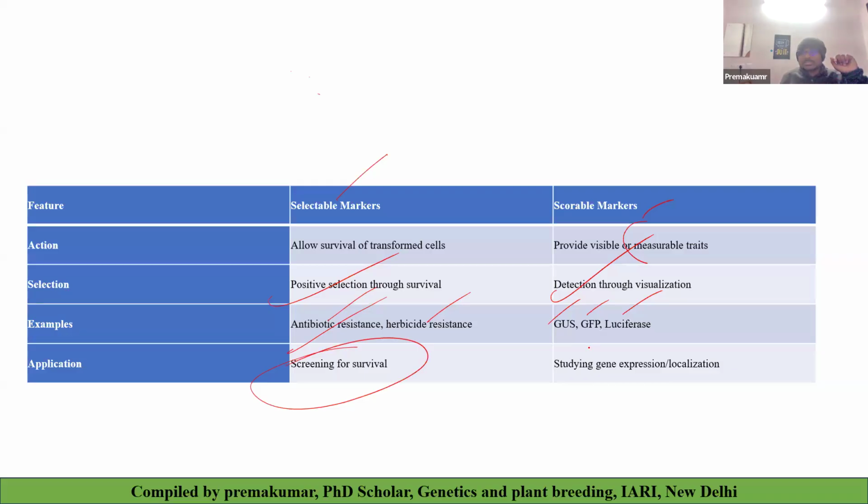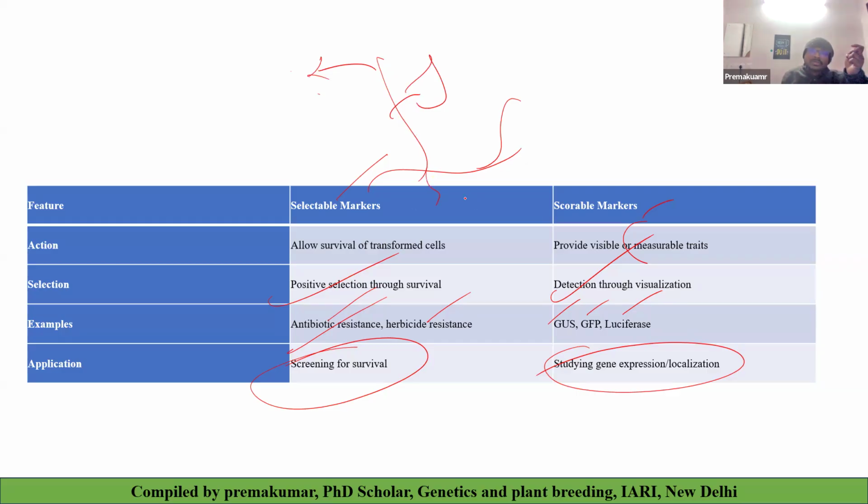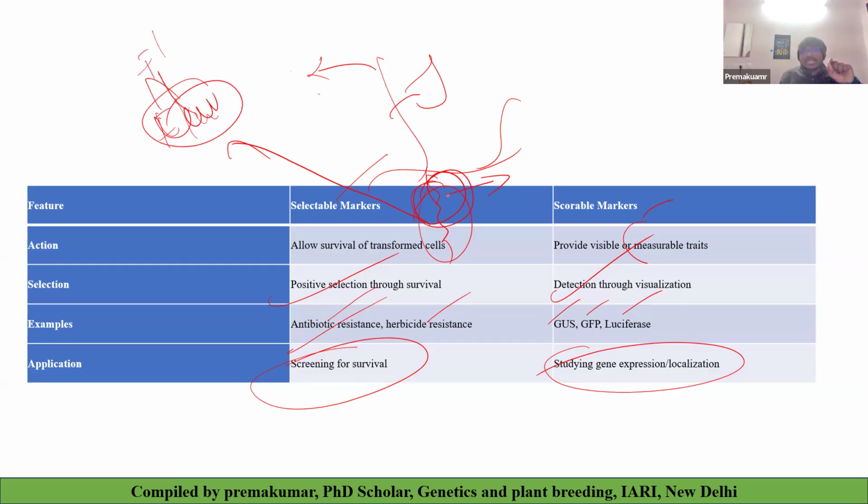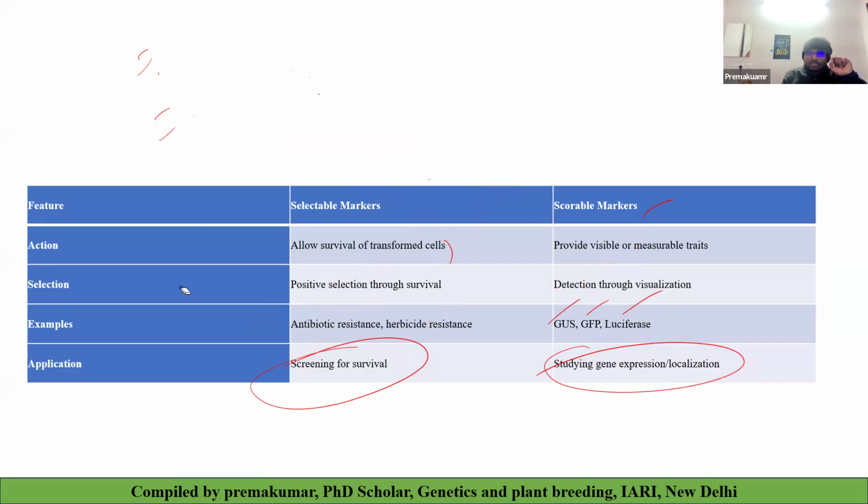Screening, instead of survival, is just studying. For example, you are inserting a gene. Some genes go in the leaves, some in the flower, some in the root. You can locate where your transgene is expressing. For example, if it is expressing in the root, you take the root sample and visualize it in UV light, and you will get fluorescence. That means your GFP is here, so your transgene is also here. You can localize where your gene is present on the plant. That is one of the greatest advantages of the scoreable markers.